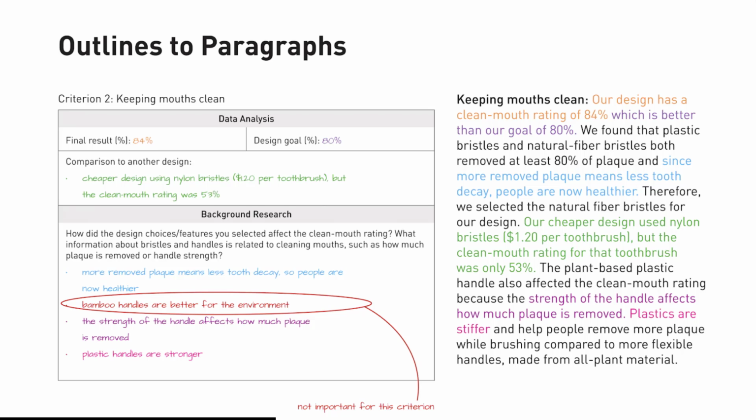Let's look at the data analysis section of the outline first. Where did the information from the outline end up in the paragraph?